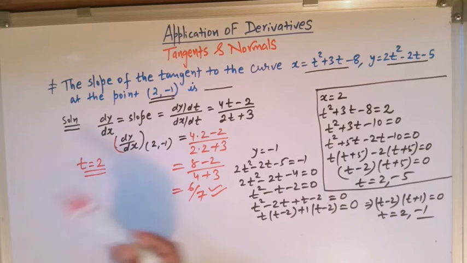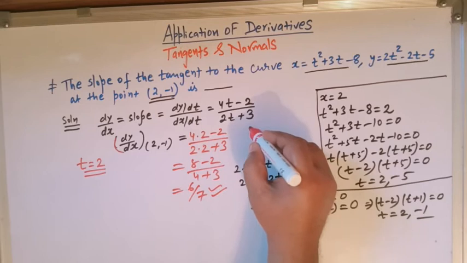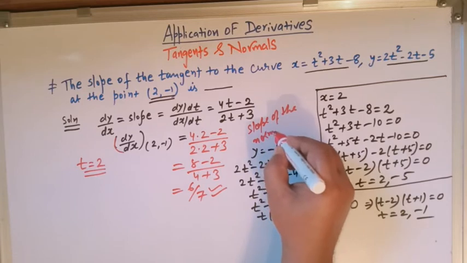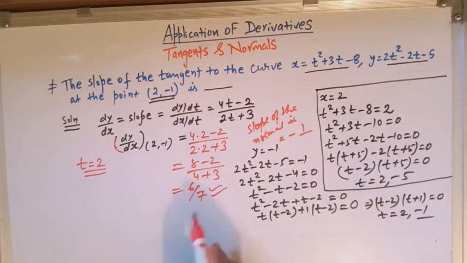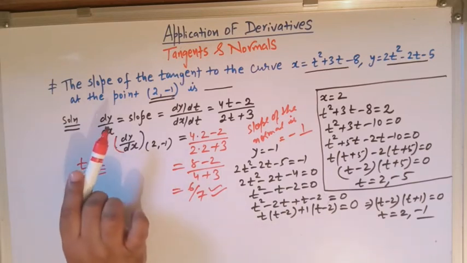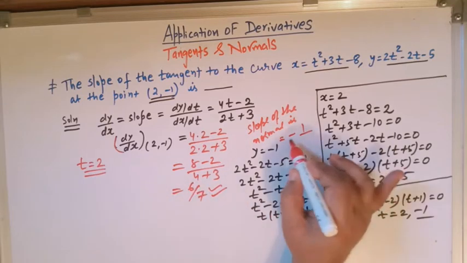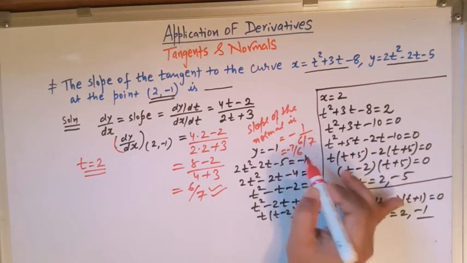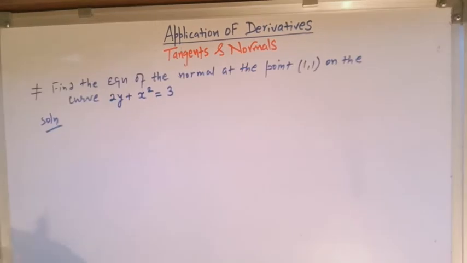Clear? Now if we are to find the slope of the normal here, then the slope of the normal is given by the negative of the reciprocal of this slope. So we have minus 1 over 6 by 7. So this is equal to minus 7 over 6. Clear? Now viewers, we have the second problem.